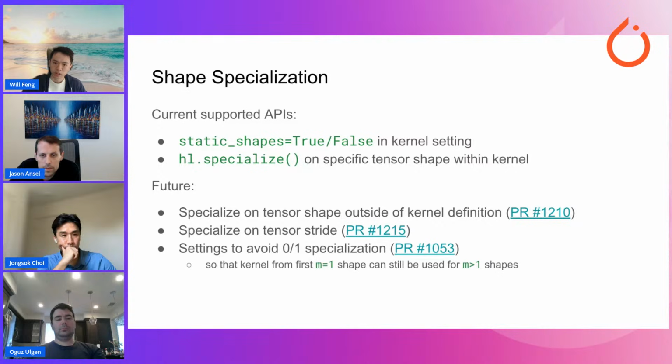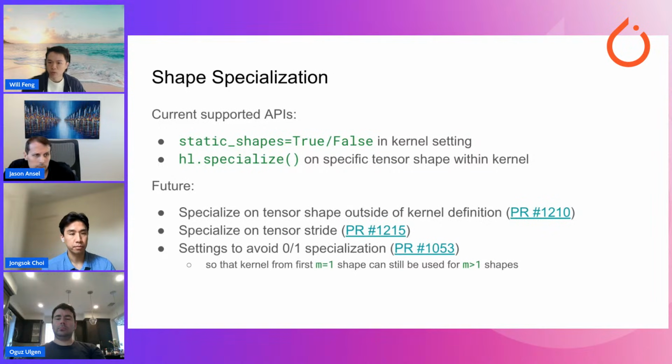So currently we support static shapes equals true or false in the kernel setting. Static shapes equals true means we just hardcode all the shape information for all the inputs into the kernel, which will only work for that input shape. Static shapes equals false would mean that everything is dynamic, and then it will work for any kind of input shape. But because it does not hardcode the shape information, it might not be the most performant for all shape scenarios. And if you want to find somewhere in the middle, you can do hl.specialize on specific tensor shapes that will only specialize on that specific tensor dimension.